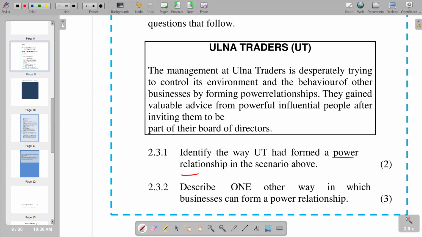So exactly as we are explaining, the question is now saying, identify the way Auna Traders had formed a power relationship. So we try to identify where we have the formation of the power relationship in the extract. We go through and see where exactly we have such.